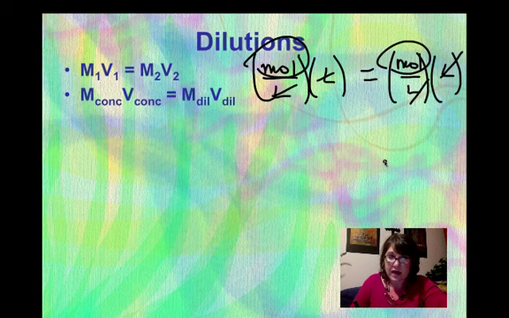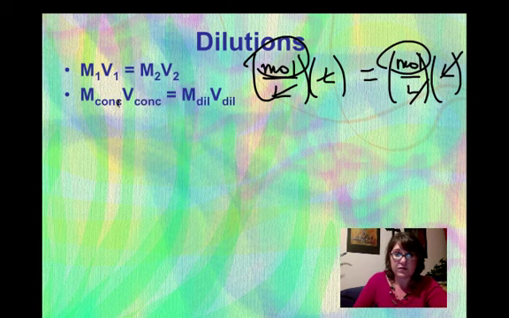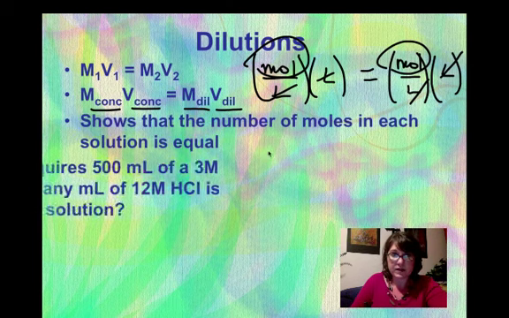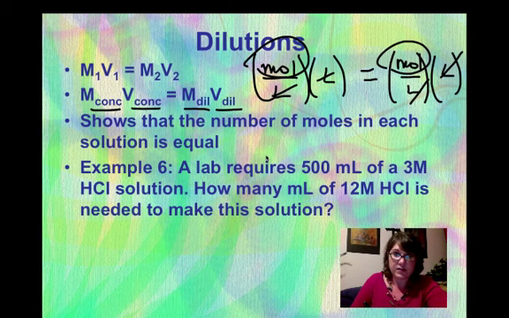So if you have a concentrated solution and all you add to it now is water, then the moles of stuff in the water has to stay the same, even though now the volume has changed. So it's a proportion. You can solve it just like a proportion. The molarity of your concentrated solution times the volume of your concentrated solution has to be, in the end, equal to the molarity of your dilute solution times the volume of your dilute solution. So it's the law of conservation of mass again.